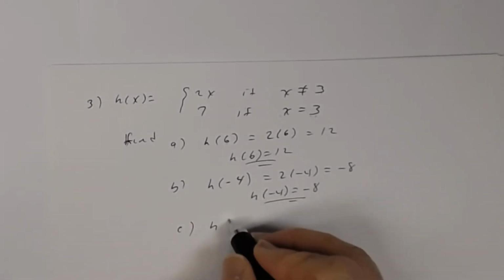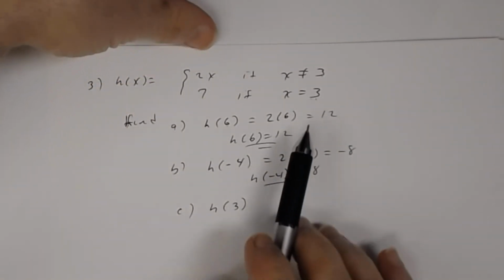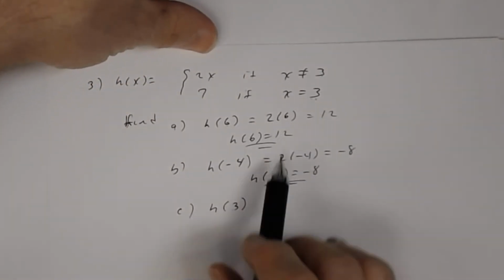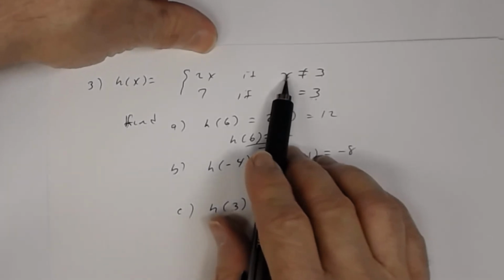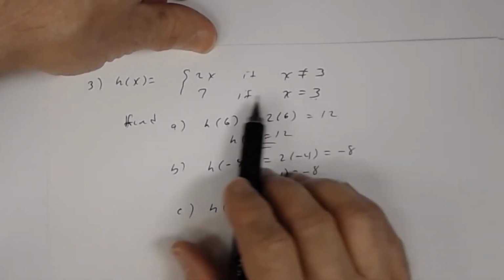C, suppose I want to find h of 3. All right, now be careful. So remember, h of 3. So this time x is 3. So here's the question. Is 3 not equal to 3 or is 3 equal to 3? Well, 3 equals 3. So that's the one you're going to use.